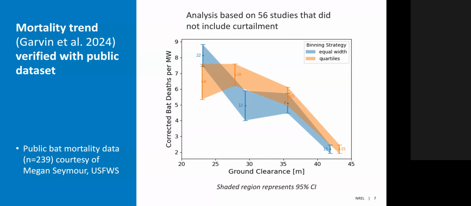The filters I applied to go from 239 to 56 studies were to make sure that there was no adjustment in cut-in speed, because a lot of these studies were pre and post-construction, or may have included habitat conservation plans. So I've neglected any study that had curtailment. There were also corrections applied for the length of the study and the area that was searched. And then I only looked at unbiased mortality estimators that had a confidence interval provided.